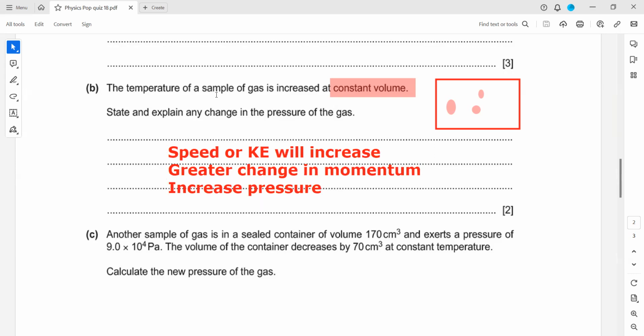Then another sample of a gas. One more point, what I observed: some of the students are not at all writing a formula. This is not the way to solve a question in physics. You have to write a formula. Because, as I mentioned, 1 mark is for either writing a formula or showing a substitution of the values in a formula.